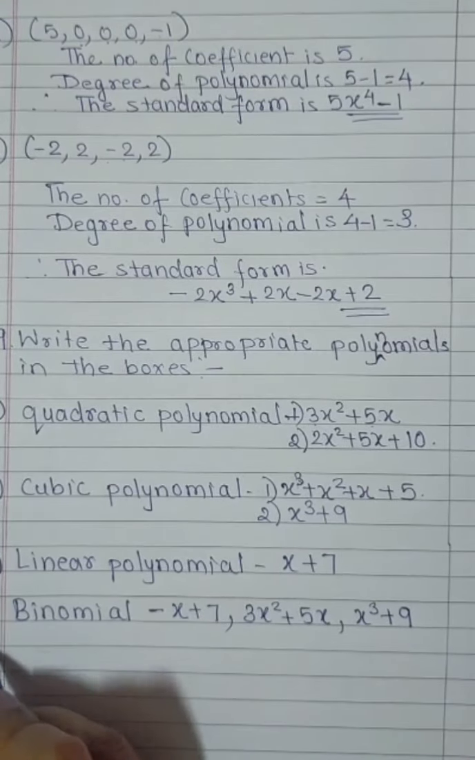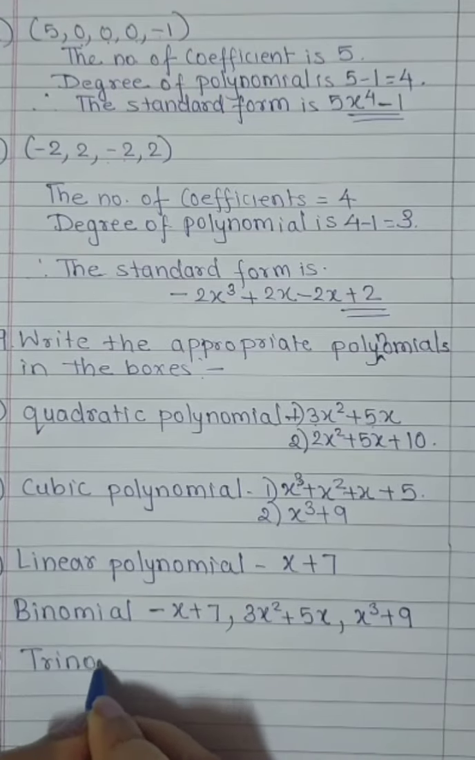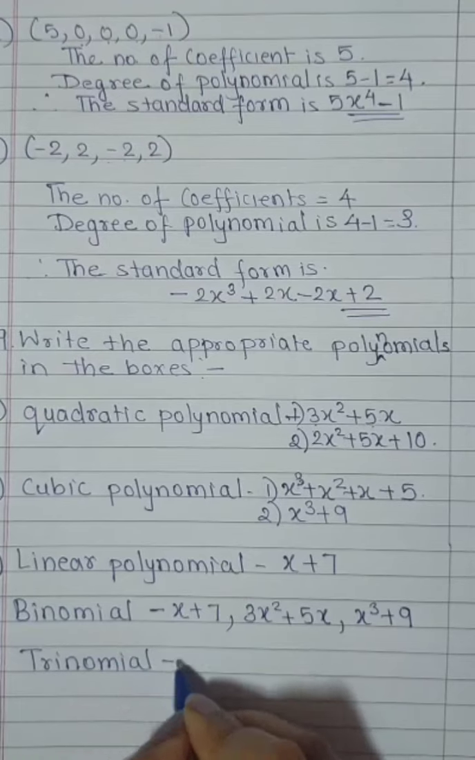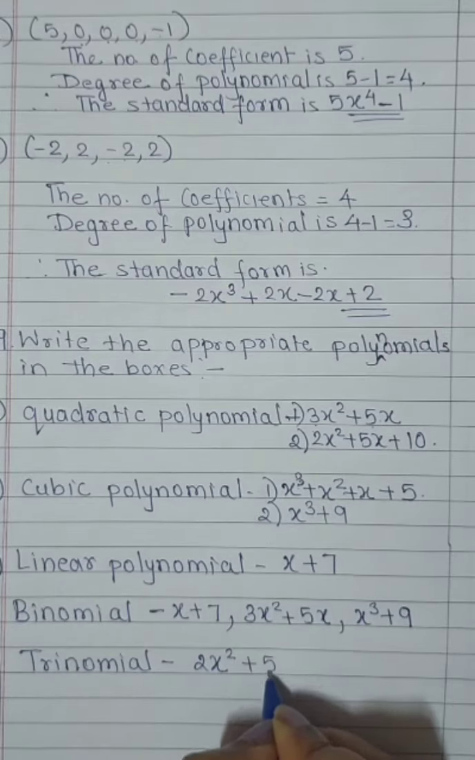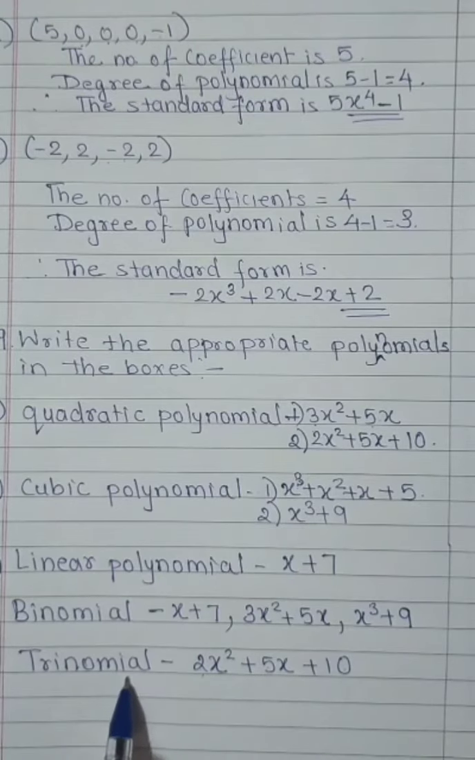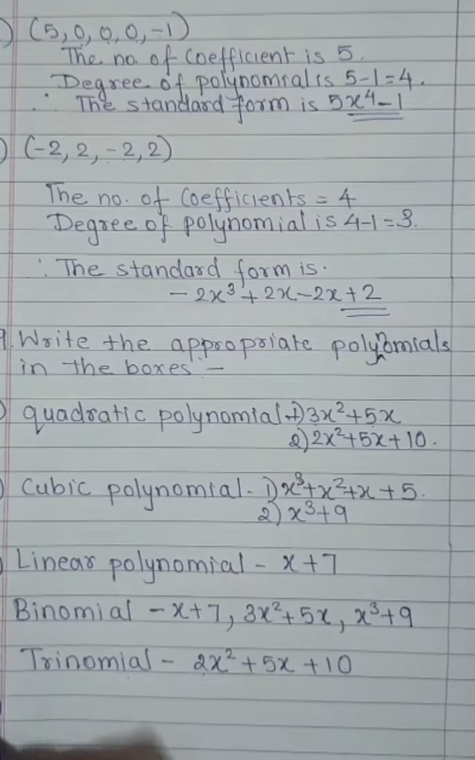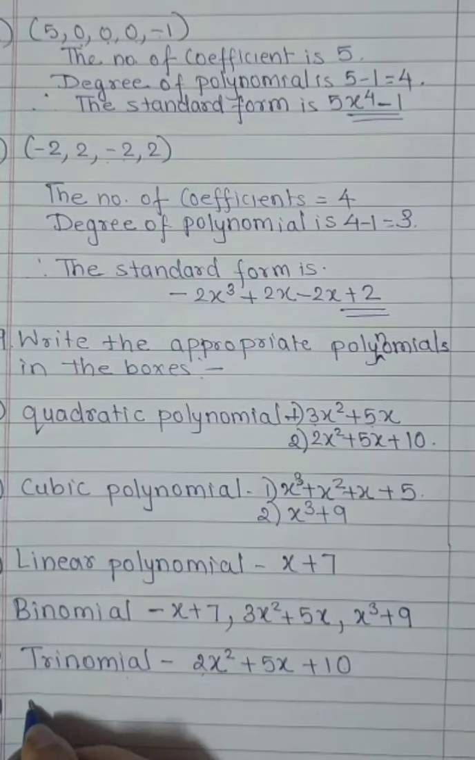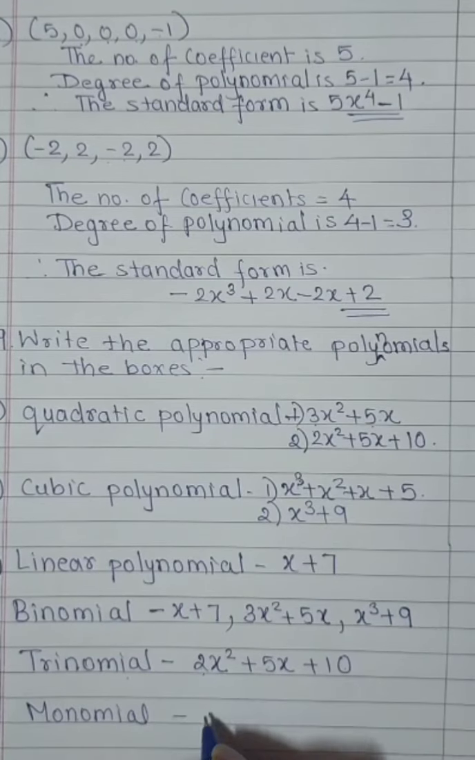I am writing the fifth one, that is trinomial. In trinomial, 3 terms come: 2x² + 5x + 10. 3 terms are there, so it is called trinomial. So it will come under trinomial. The sixth one is monomial. Here monomial means only 1 term comes, that is x².